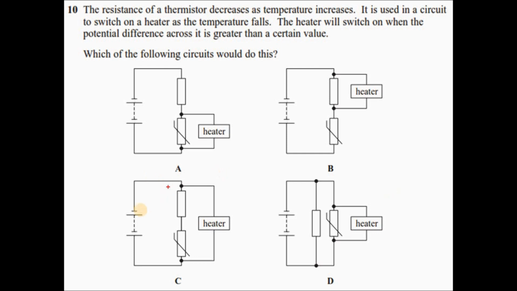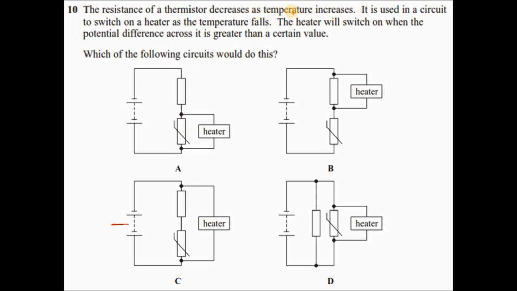Clearly, you can ignore A and B because the thermistor and the resistors are connected in parallel, so this circuit will not work as a potential divider. The heater will not be affected by the thermistor in option C, because the voltage across the heater always remains equal to the EMF, so there will be no change in the potential across the heater.